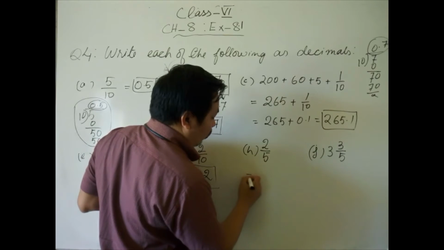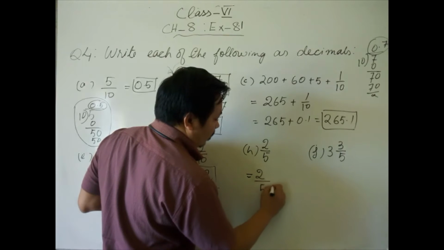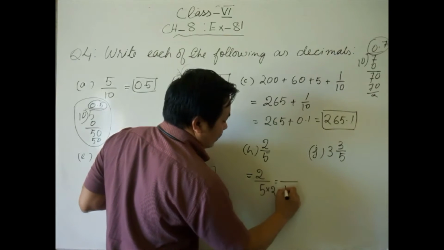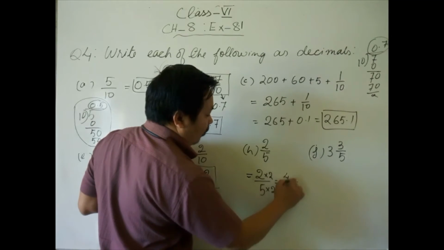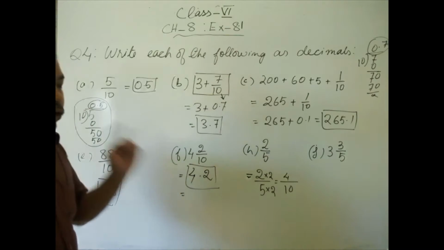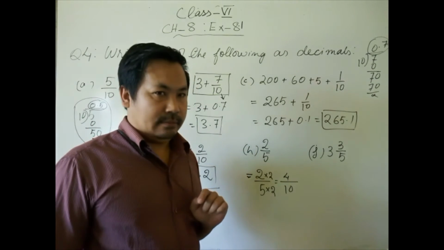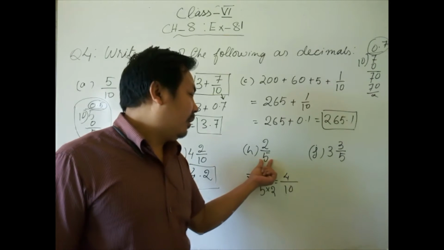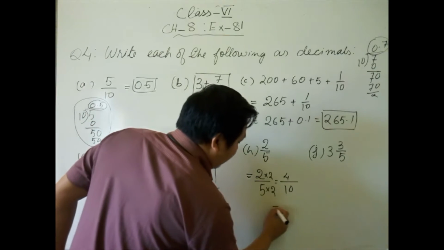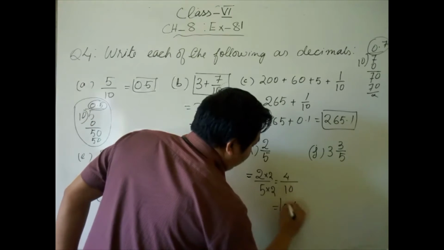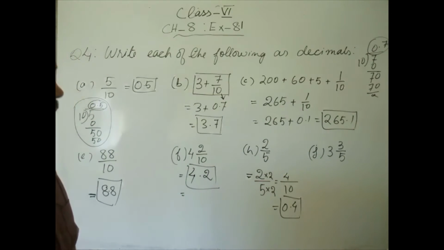For that, what do we have to do? You must multiply this 5 by 2. So then you will get 10 here. 5 times 2 is 10. The same 2 multiplied here, you get 4. Now this 2 by 5 has become 4 by 10, after converting this 5 to 10. Understand? Then we get 4 by 10. 4 by 10 is how much? 4 by 10 is 0.4. So 0.4 is the answer.